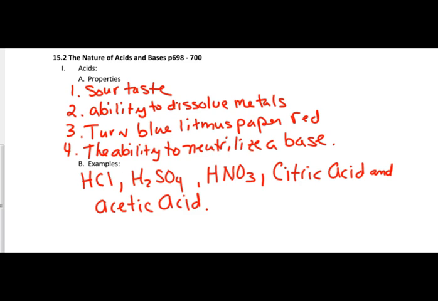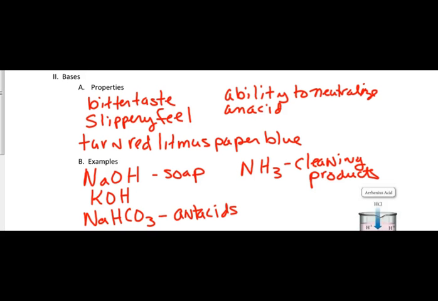I just noticed that. So let's talk about bases. Bases are pretty much the opposite of acids in terms of their properties. They have a bitter taste. If any of you ever had your mouth washed out with soap, you know that it was bitter when you were younger, or tasted soap. It has a very bitter taste.